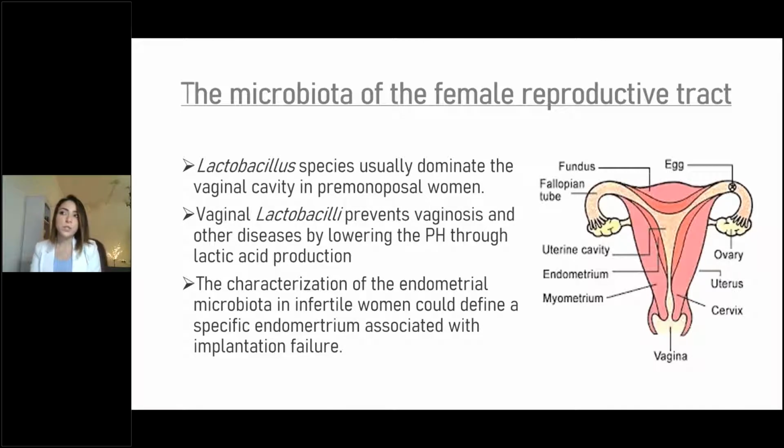Now, what do we normally expect to see in healthy premenopausal women? Usually, we would expect to see the species Lactobacilli dominating the vaginal cavity. This bacteria is very crucial because it prevents vaginosis and other diseases by lowering the pH through lactic acid production. What we can do now is we can take this information to help us characterize the endometrial microbiota in infertile women, to help us define a specific endometrium associated with implantation failure.